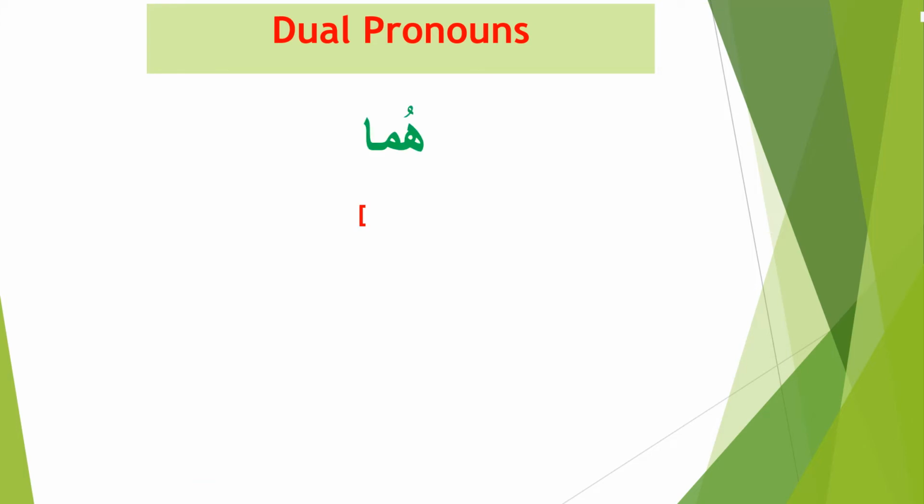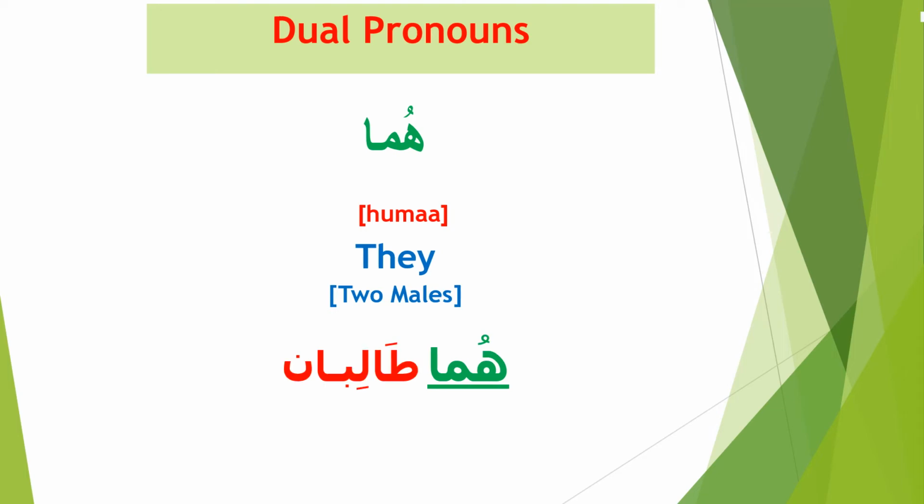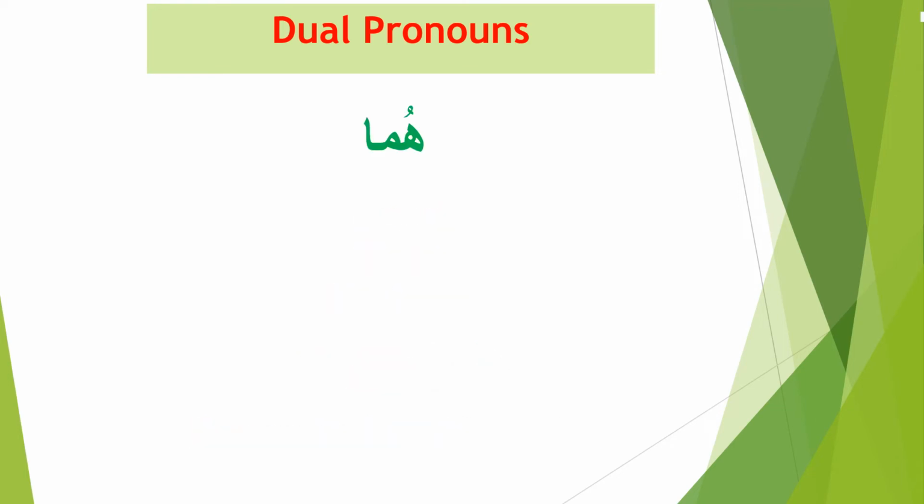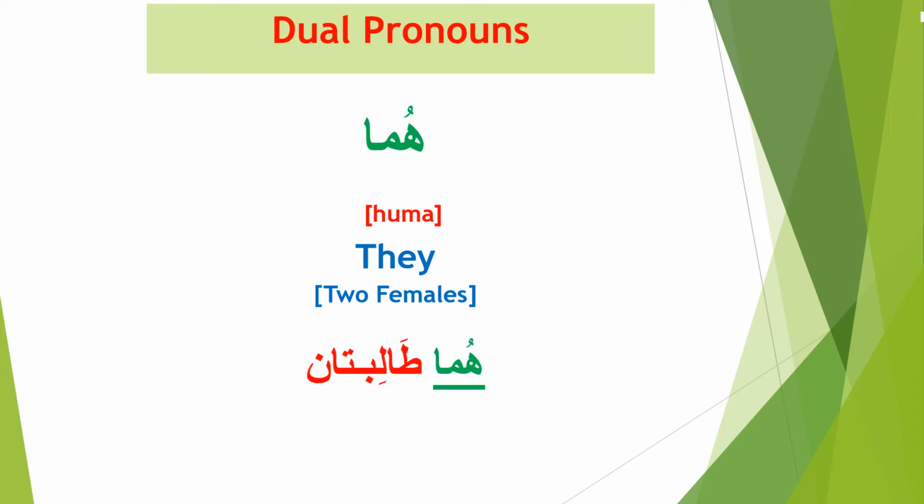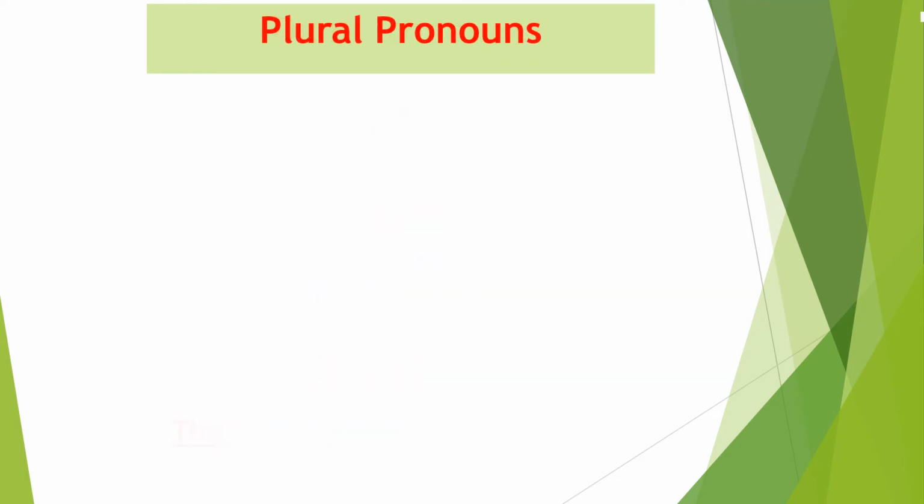هما, they, for two males. Example: هما طالبان. They are students. هما, they, for two females. Example: هما طالبتان. They are students. The third type of pronouns are called plural pronouns. These pronouns are used to refer to more than two persons or multiple persons.